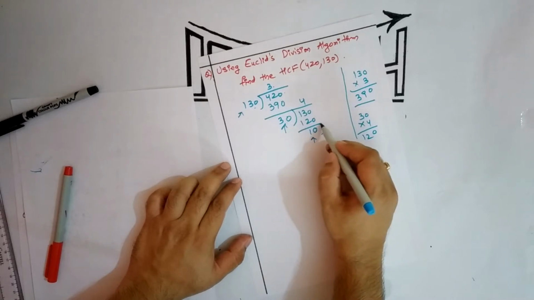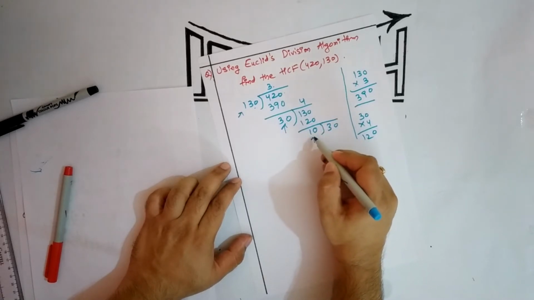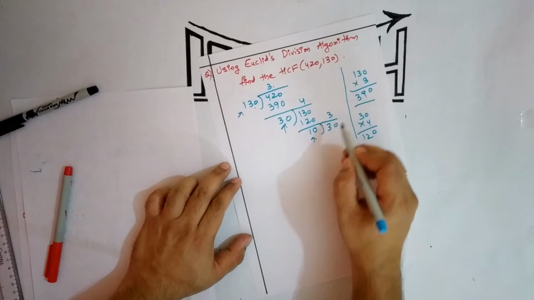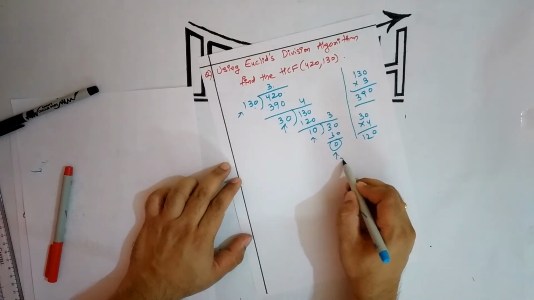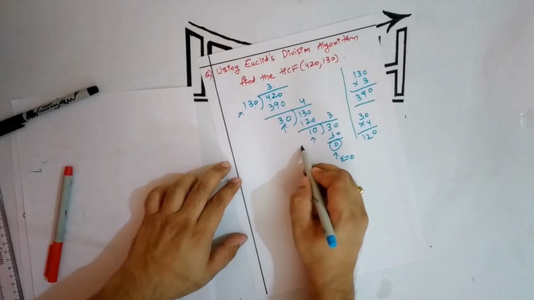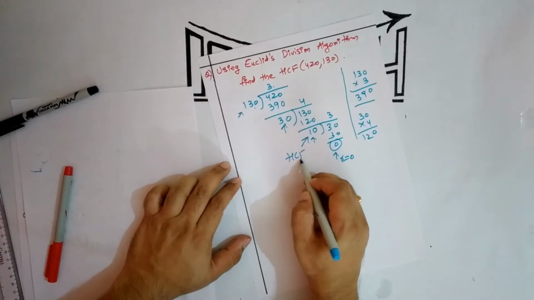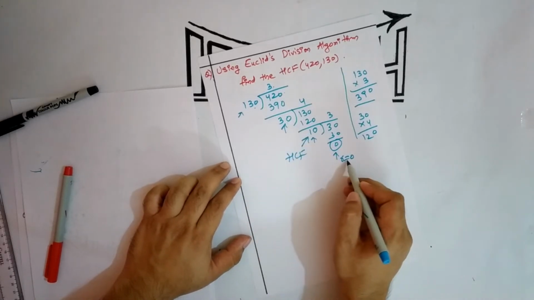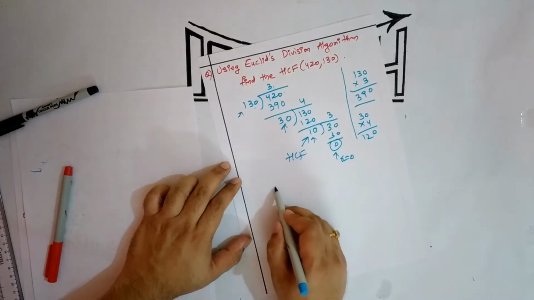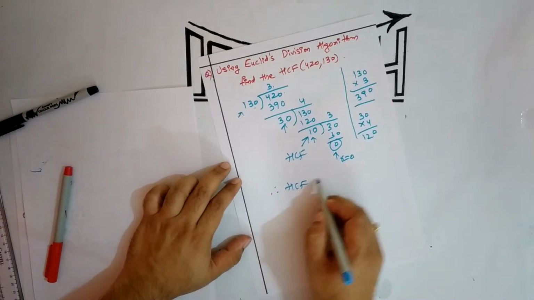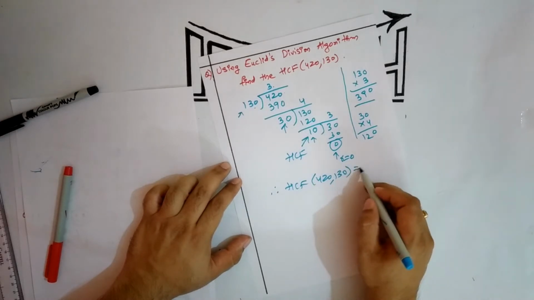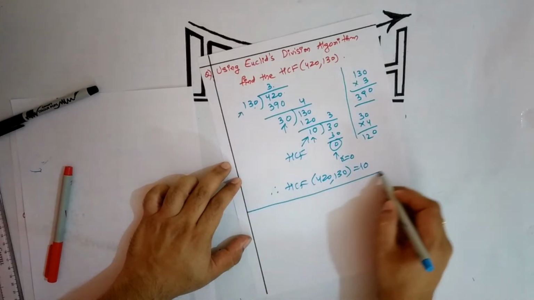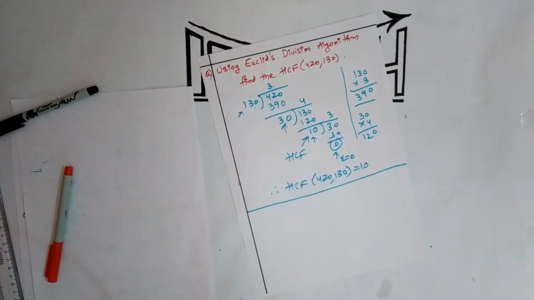Now we bring down 30 here because the remainder is not 0. 10 threes are 30. The remainder is 0. Because the remainder is 0, this is the HCF. The divisor at this stage, when the remainder is 0, is the HCF. Therefore, HCF of 420 and 130 is 10. This is nothing but Euclid's division algorithm.